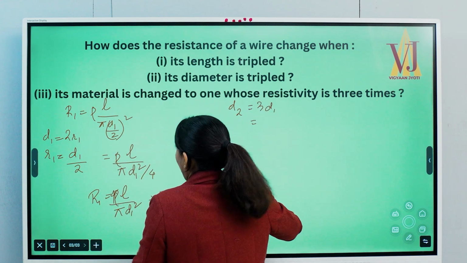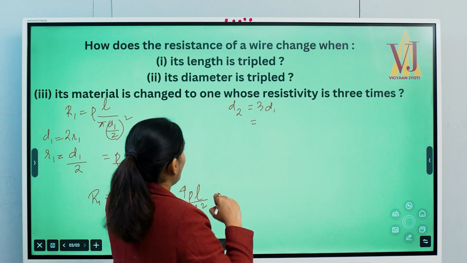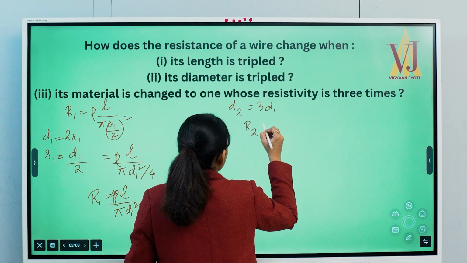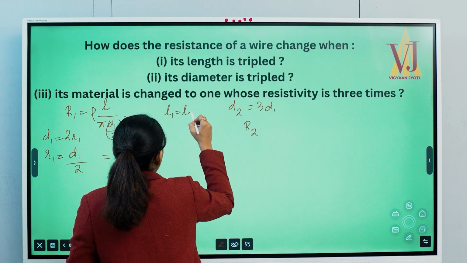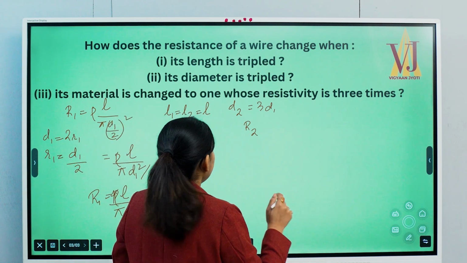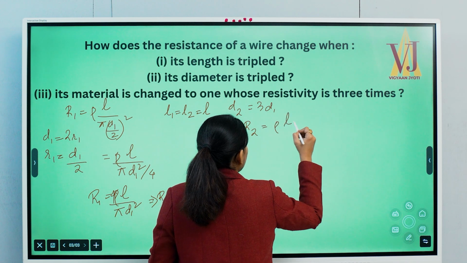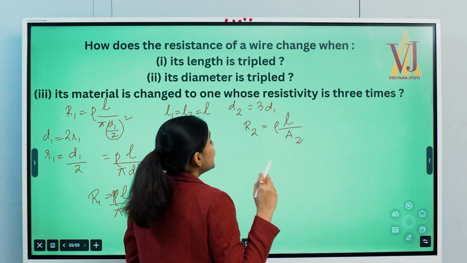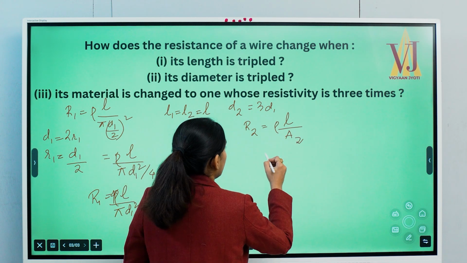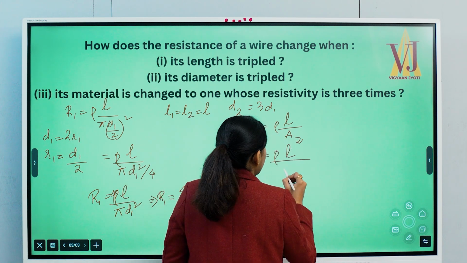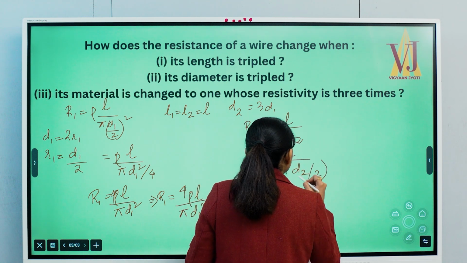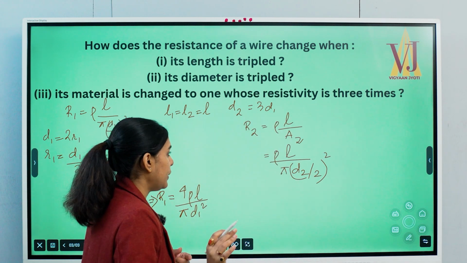Fine. Let it be 3d1. Now again the same story. For R2, we know here that L1 equals L2 equals L, and since we did not change the material, my resistivity will be the same. Clear? So now R2 is equal to rho L by A2. Why? Because since my diameter has changed, it will have an effect on my area. So rho L by A2. A2 means pi times D2 by 2 whole square. Correct? Yes or no? Okay, fine.